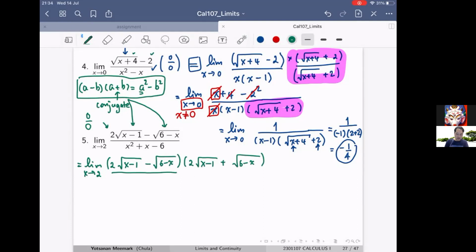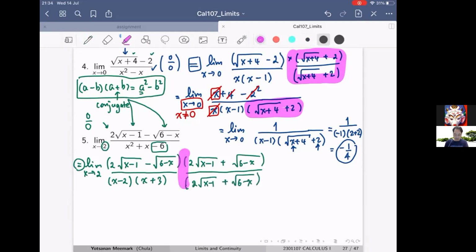So it means that one of the factors must be x minus 2, and this is -6, so it must be x plus 3. Then you just do a quick check: -2x plus 3x, so you get a middle term x. And don't forget that if you multiply by this one to get it equal, you need to divide by the same thing as well. So this whole thing looks like you multiply by 1.